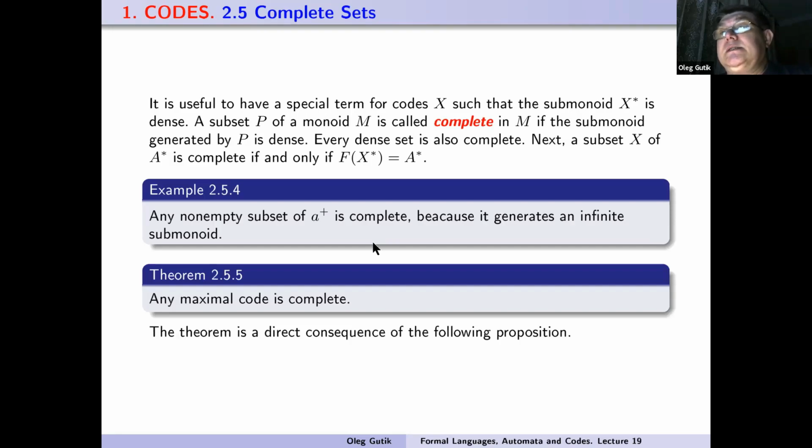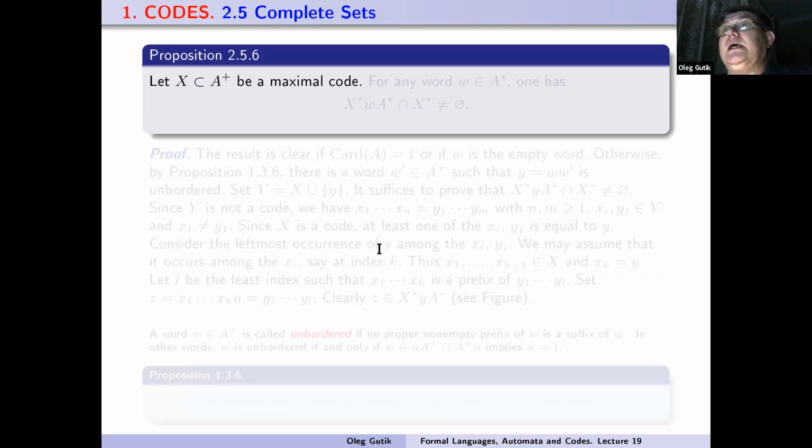The theorem is a direct consequence of the following proposition. Proposition 2.5.6. Let X be a subset of the free semigroup over the alphabet A, and let X be a maximal code. For any word W from the free monoid A*, one has X* W A* intersected with X* is not empty.